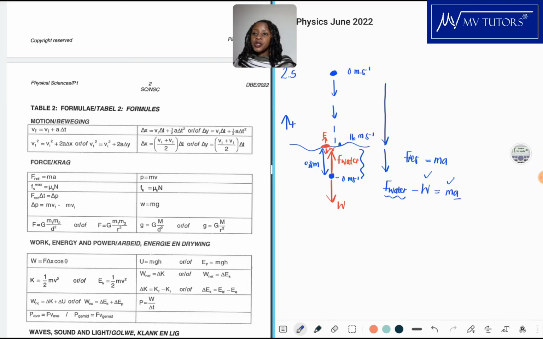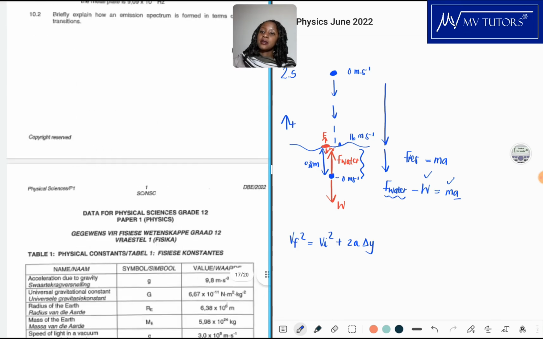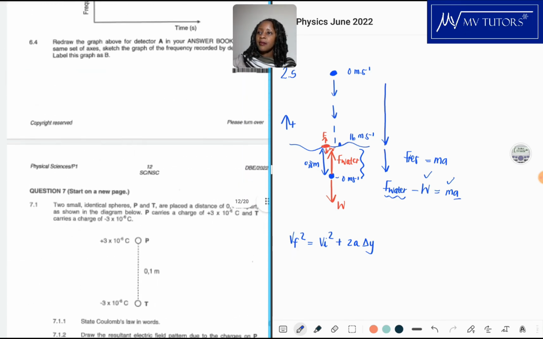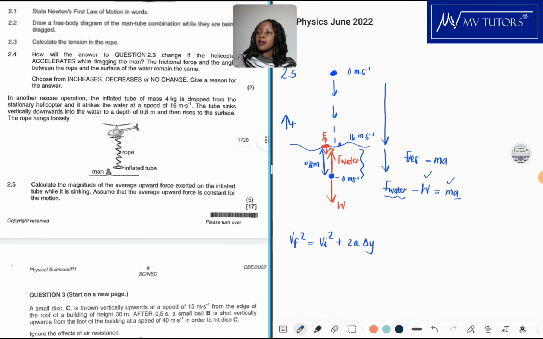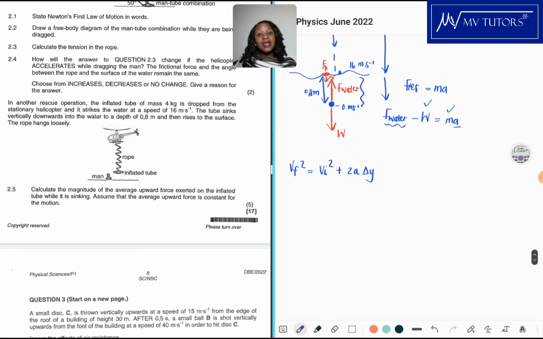And if I look at the equations of motion, 75% of them have time in them. So the only one that doesn't have time is this one: the final velocity squared is equal to the initial velocity squared plus 2 times the acceleration times delta y. Why? Because it's vertical motion, not horizontal, so we're not going to use delta x. So now we can get this acceleration.